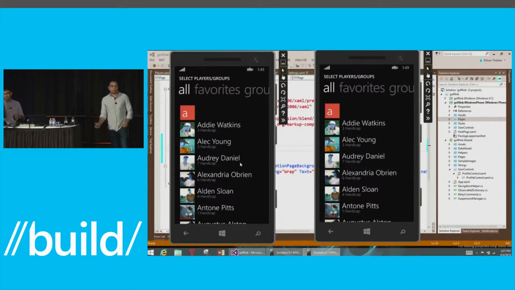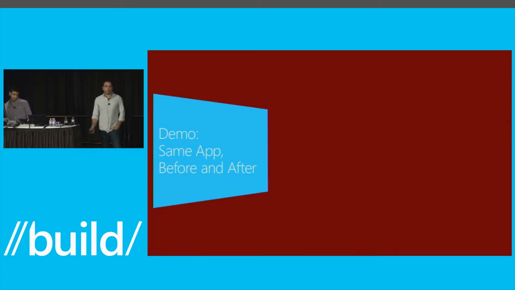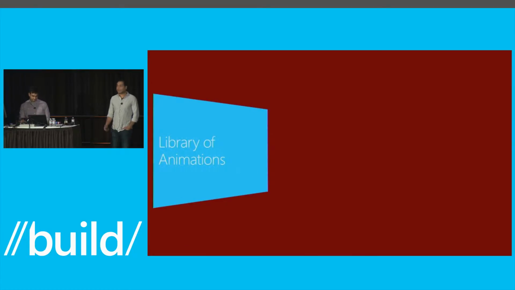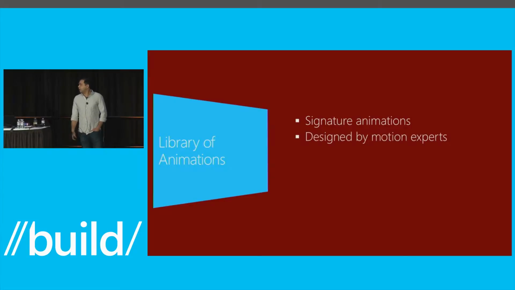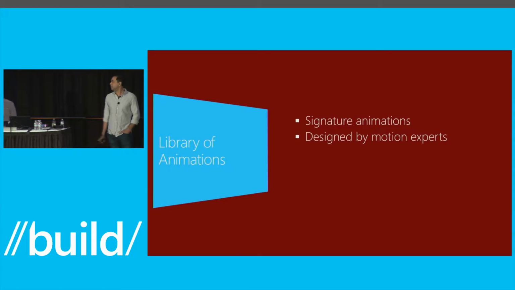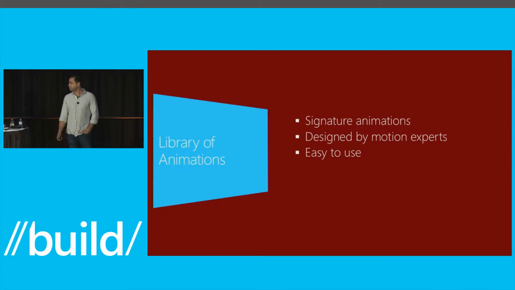So after all this talk about animations and how they make apps great, you might be wondering, how much work do I need to do to get these animations in my app? The good news is, not a lot. What we've done is we've created this library of animations for you. And this library of animations is a set of signature animations for animations that are on the phone that you've already seen and loved, and we've made this available to you. And these have been designed by our motion experts. They've painstakingly got the timing right, and they look and match what you see on the operating system. And best of all, it's super easy to use, as you'll see in the upcoming slides.